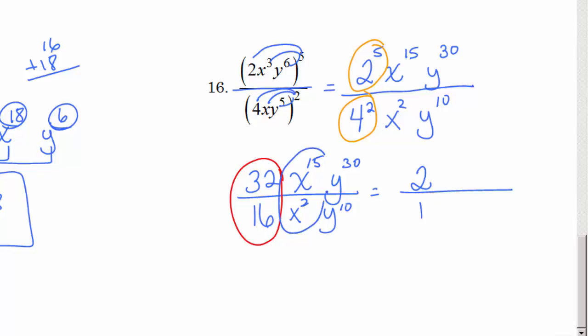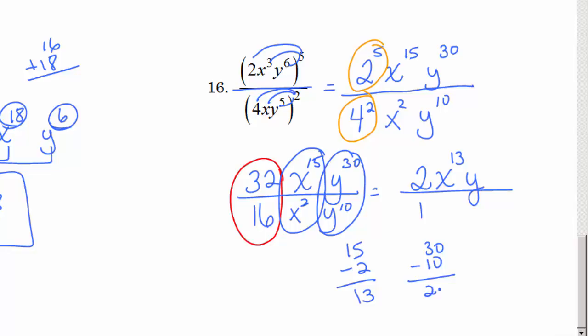Now what about this? Do I have a rule about the same base being divided? Yes, I do. It says keep the base, subtract the exponents. Same thing here. Have the same base, which is y, and I'm going to subtract the exponents. So since all of those have a denominator now of 1, I don't need to write that 1. I would just write 2x to the 13th and y to the 20th.